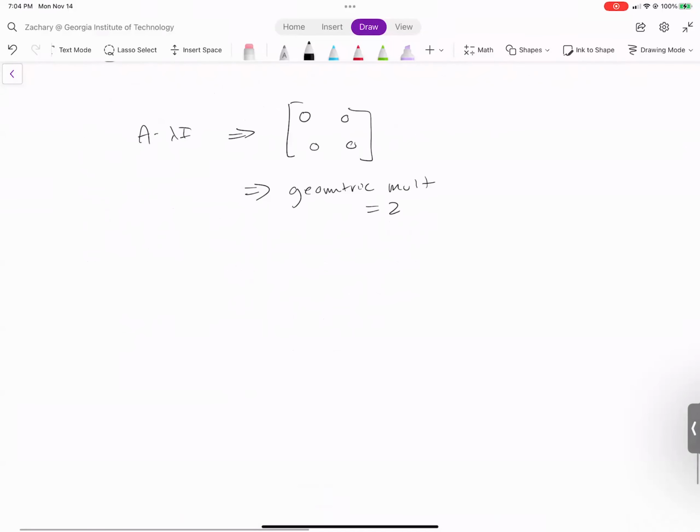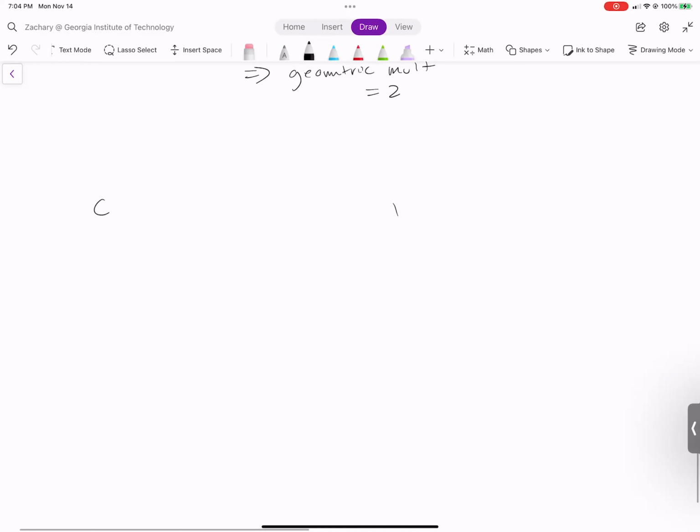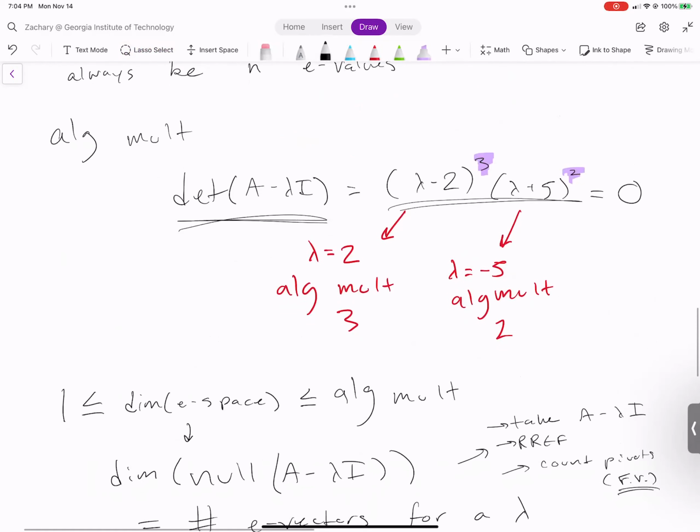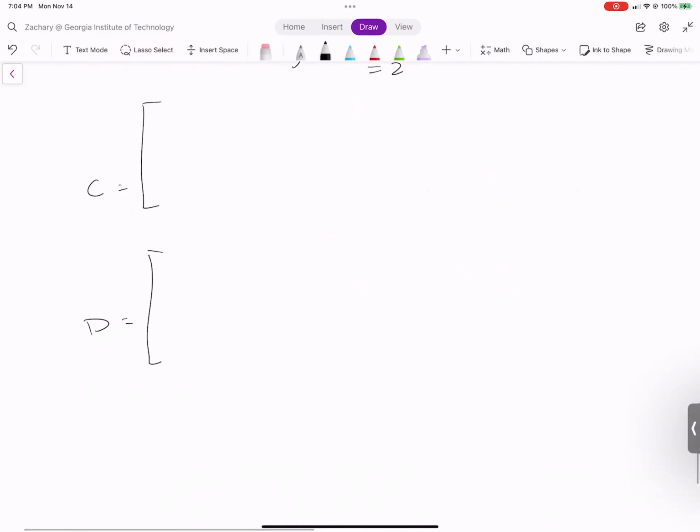But nonetheless, the way the idea of diagonalization works is we have C and we have D. These are the two matrices we're trying to construct. Let's say we're doing it for this past question up here, where this is our characteristic polynomial. So D is 2, 2, 2, -5, -5, and 0 everywhere else. The columns of C must correspond to the eigenvectors in the columns of D.